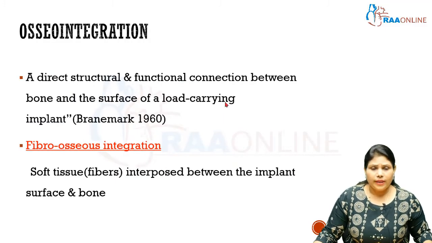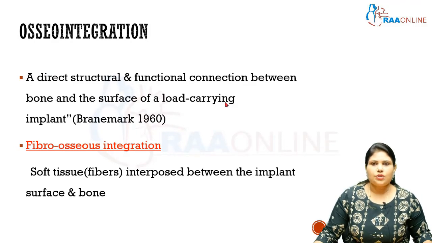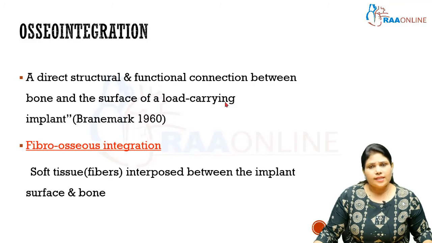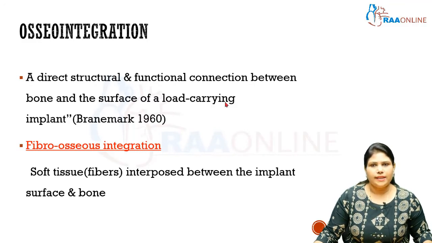So, what is osseointegration? It is a direct structural and functional connection existing between the bone and the surface of a load-carrying implant. There is another term which is used, known as fibro-osseous integration. Soft tissue fibers which get interposed between the implant surface and the bone, creating a connection between them, is termed fibro-osseous integration.